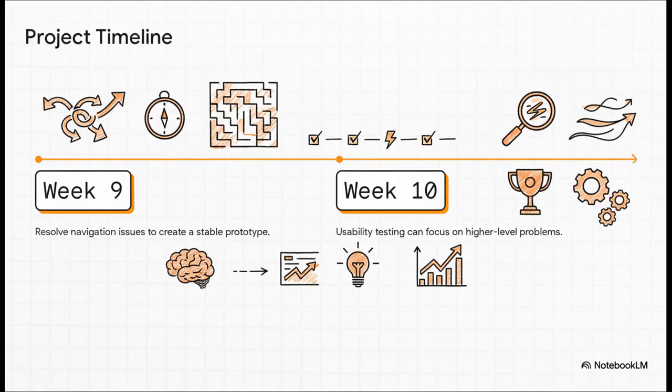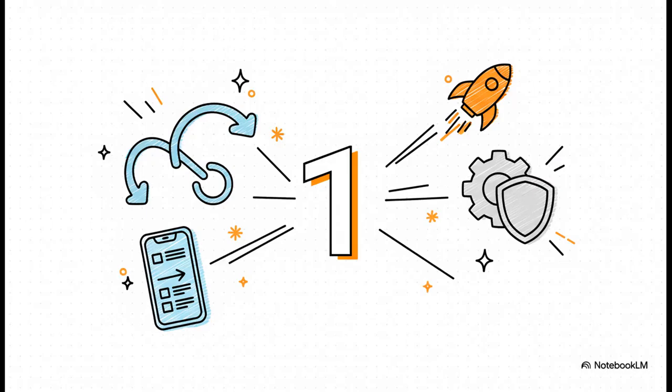And let's make this super immediate for you. By fixing all these navigation issues in week 9, you are setting yourself up for a massive win. It means that week 10 isn't spent putting out fires and fixing basic flaws. No, it's spent polishing your prototype and making it awesome based on all that high-quality feedback you got. You're simply working smarter.